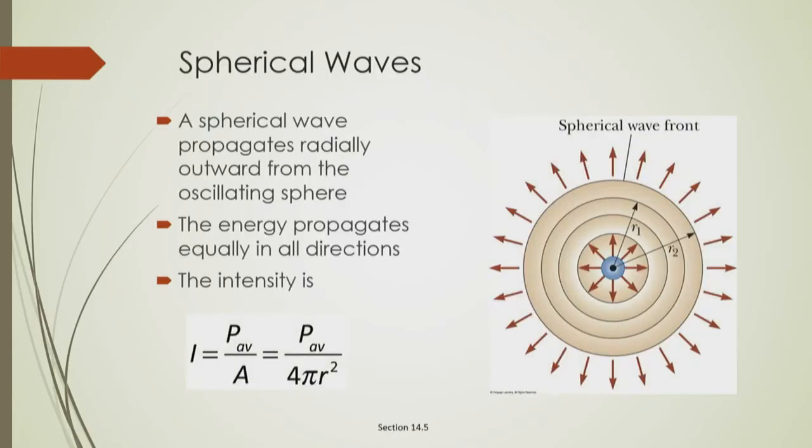So sound waves are spherical. We've talked about that already, and we've got an average pressure per unit area. And so what's happening when that sound wave goes out, the surface area of a sphere is 4 pi r squared. And that's why we say that the intensity drops off as 1 over r squared.